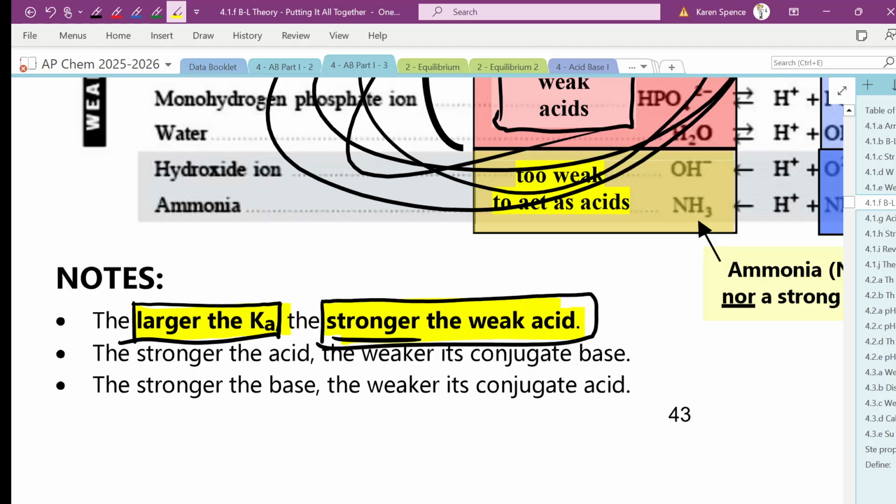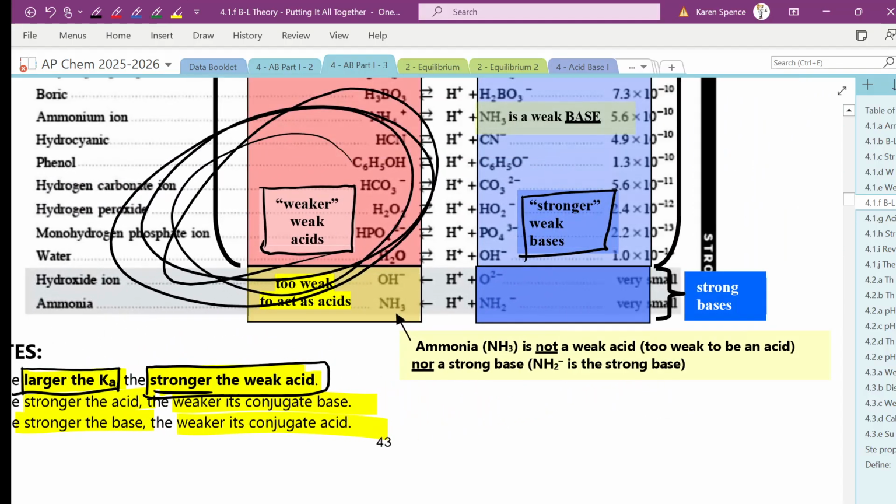But also, if the acid is stronger, its conjugate base will be weaker. And if you have a stronger base, its conjugate acid will be weaker. Okay? So the stronger the acid, the weaker its conjugate base. The stronger the base, the weaker its conjugate acid. And actually, I'm going to show you a little something that mathematically proves that.